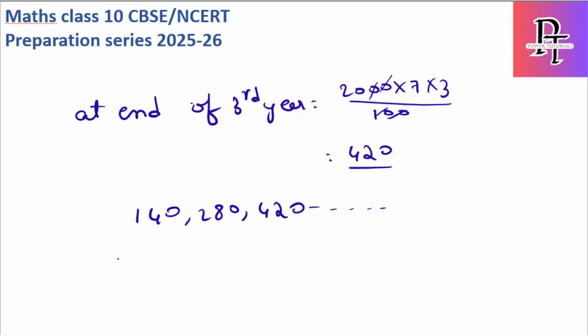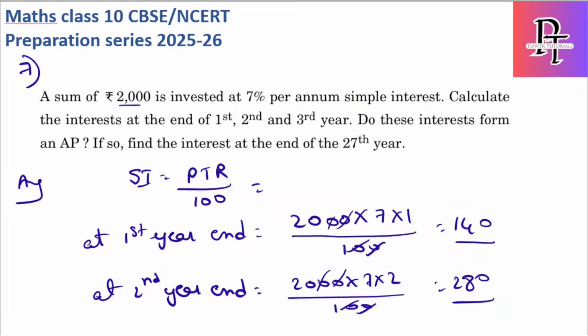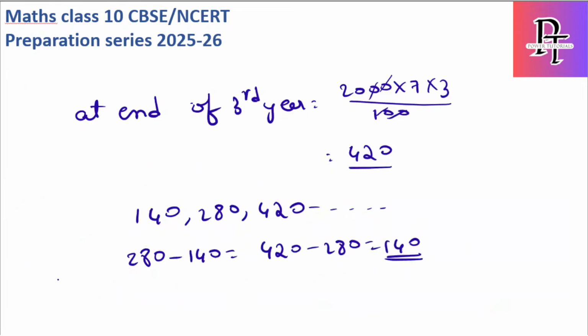Let's find out whether it is an AP or not. For an AP, I told you the difference between two consecutive terms should be the same. So 280 minus 140 is equal to 420 minus 280, which is equal to 140. So we know there is a common difference of 140, hence this series is in arithmetic progression. What is the question they are asking? Find the interest at the end of the 27th year. So simply A27 we need to find, which is nothing but A plus 26D. The A value is 140 plus 26 into the D value, which is 140.